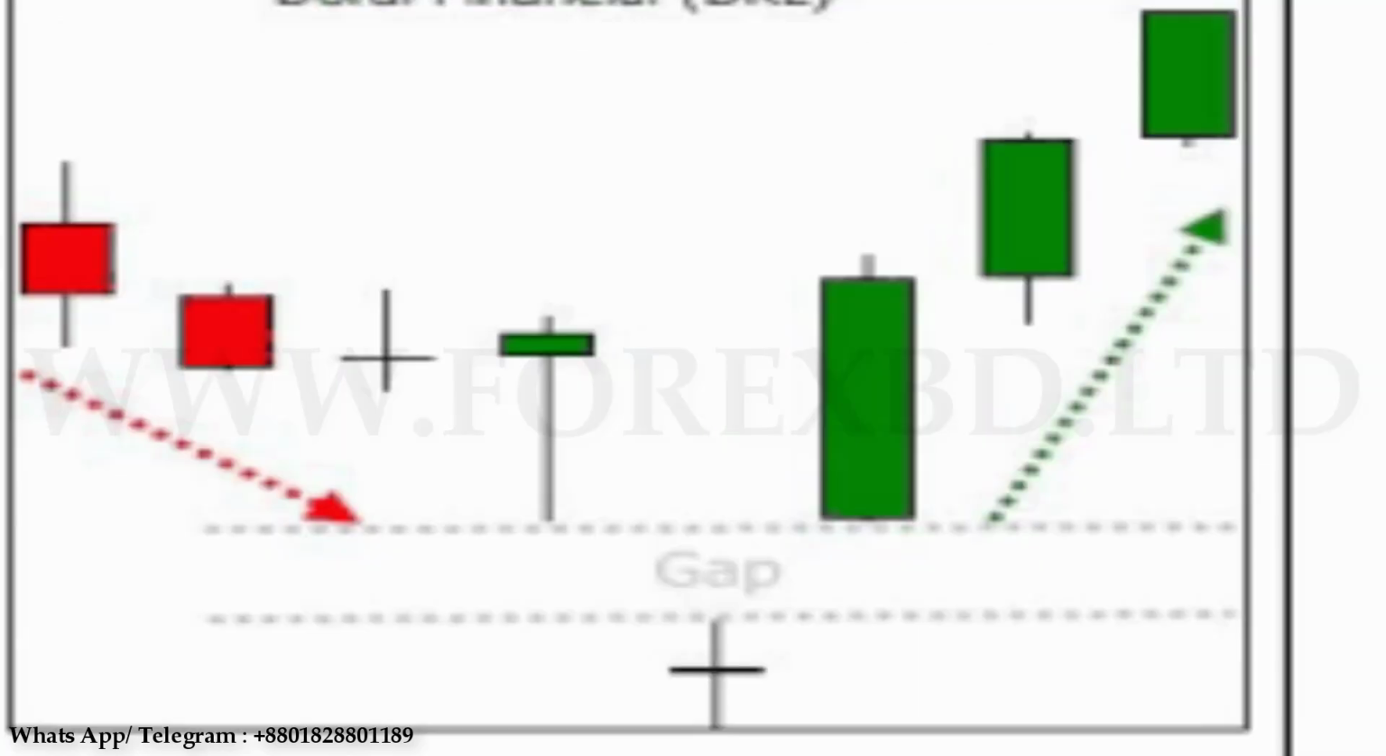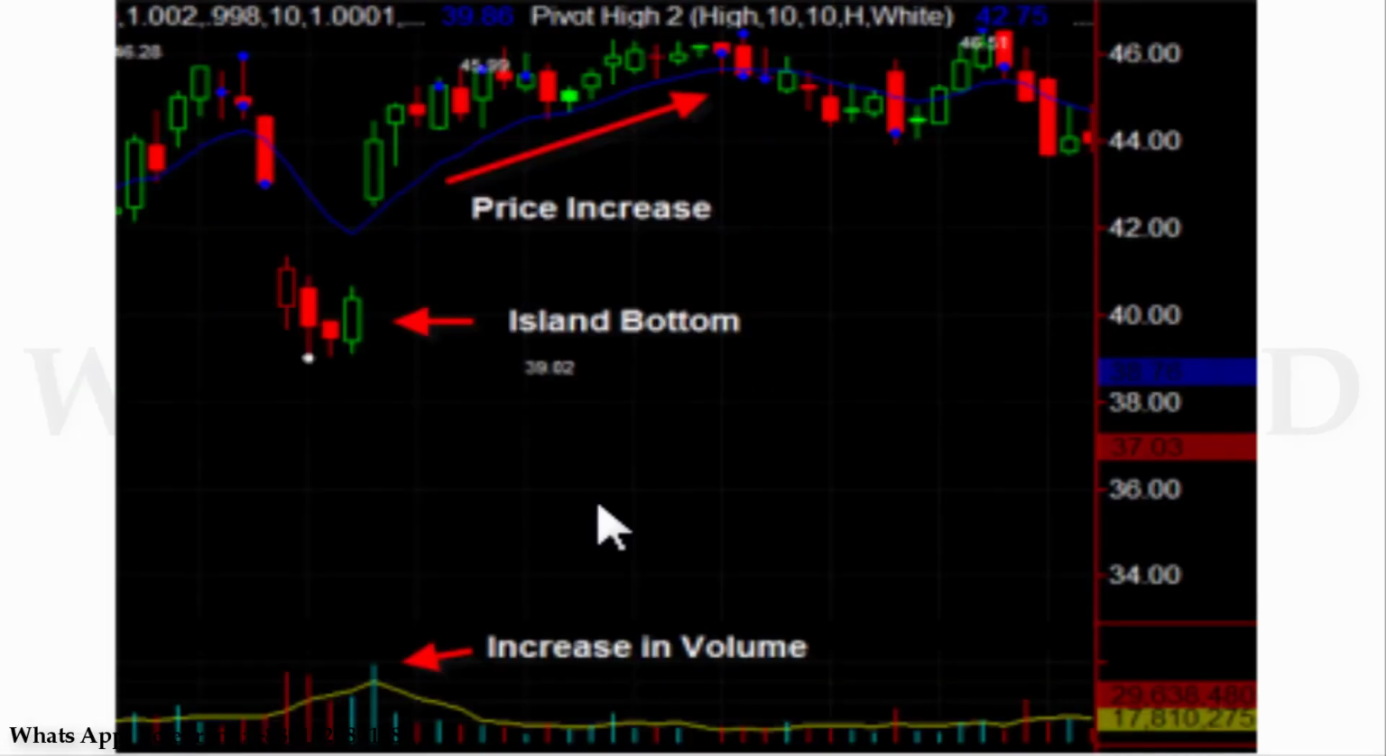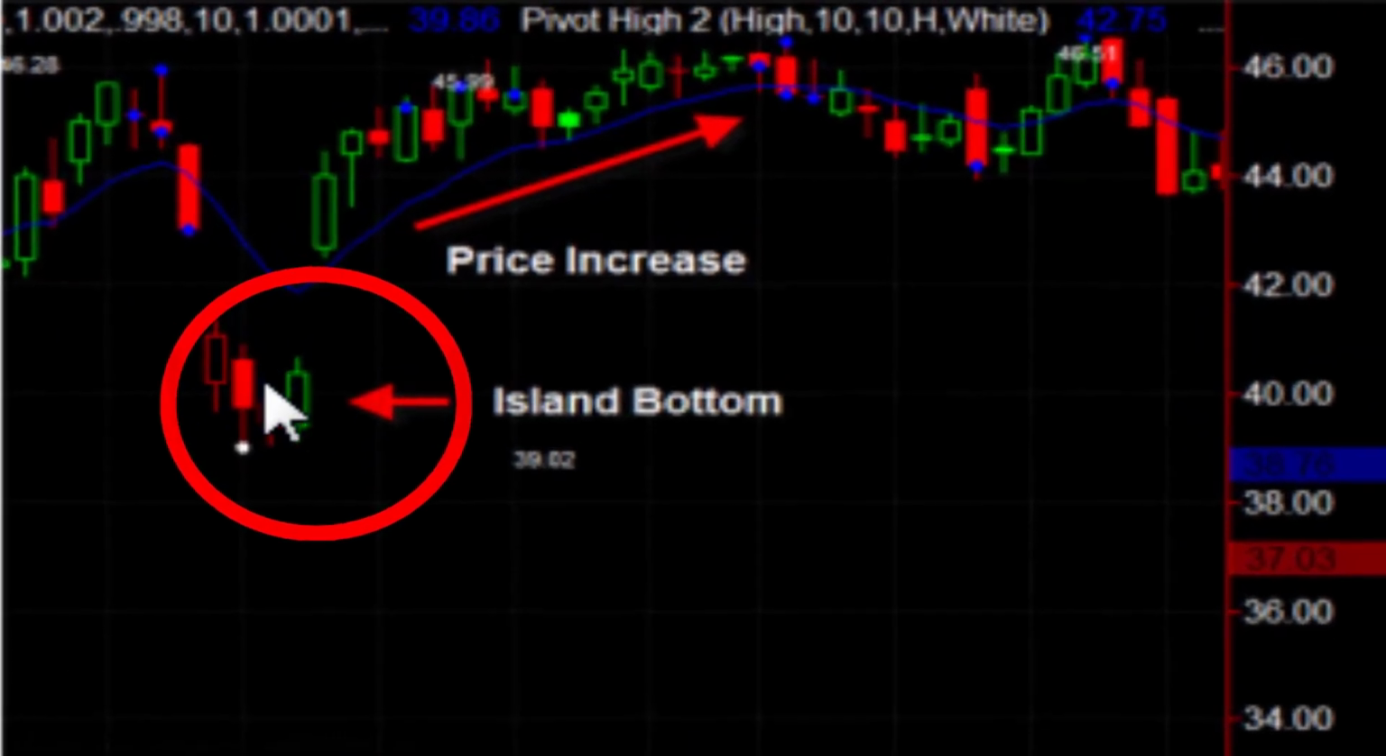Island reversal bullish. The island reversal bullish pattern looks like abandoned baby bullish, but there are many differences between the two patterns. When one or more candles in a downtrend market deviate from the main trend line and go down, this isolated candle or bunch of candles is called island bottom. This pattern provides a bullish reversal signal.